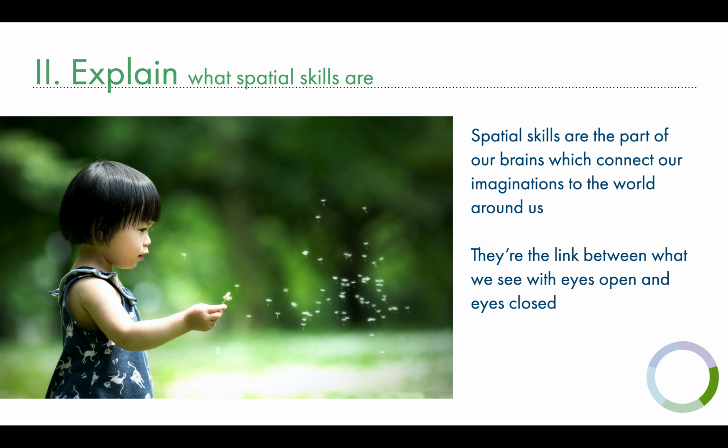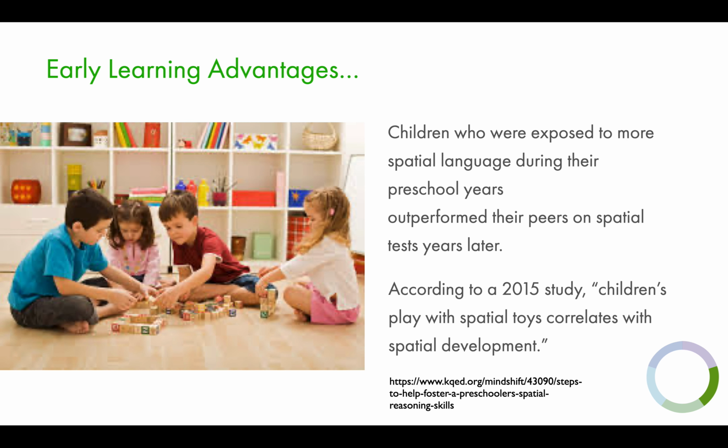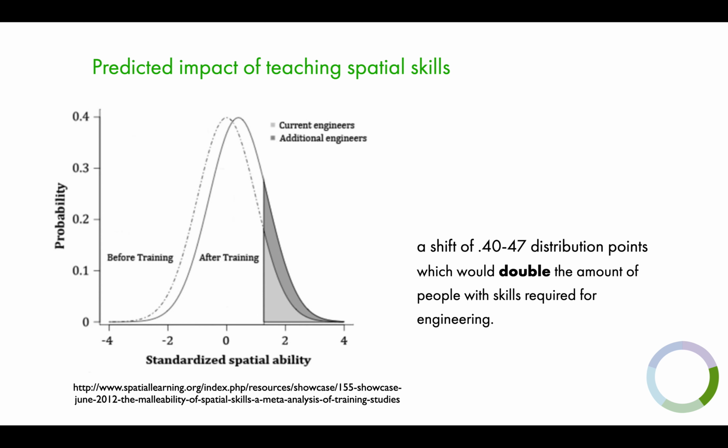Spatial skills are the part of our brains which connect our imaginations to the world around us. The link between what we see with our eyes open and eyes closed, and it's how we get around. Children's play with spatial toys correlates with spatial development. Children who are exposed to more spatial language during their preschool years outperformed their peers on spatial tests years later. So much so that researchers predict that teaching spatial skills would double the amount of people prepared to enter engineering.